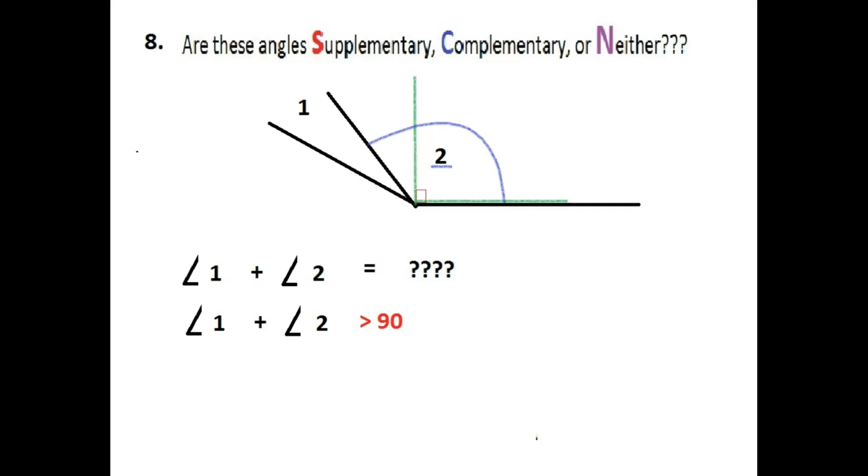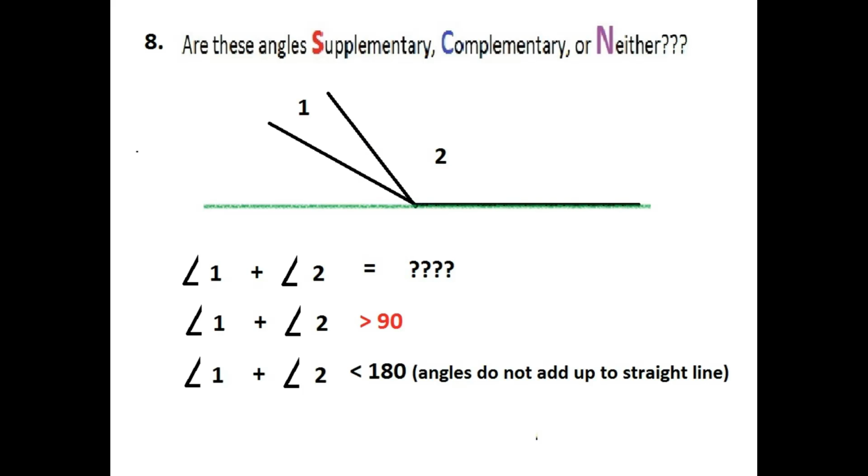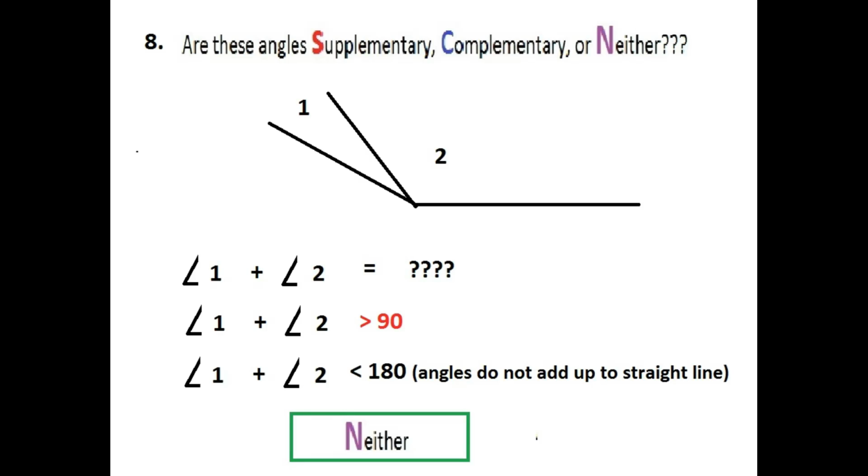Here's angle 2 by itself. So we can make a pretty good guess that those two angles are not 90 degrees. If they are drawn to scale, that means that angle 2 is obtuse and angle 1 is acute. So we know that they're not 90 degrees. They're greater than 90 degrees. If we're looking at angle 1 and angle 2 to see whether they add up to 180, they don't, because both of them together do not add up to a straight line, and they never will. So this one is neither. All right, that's pretty much it.